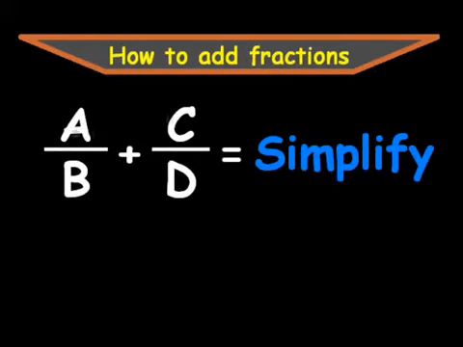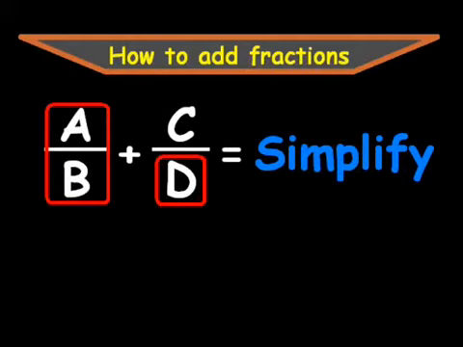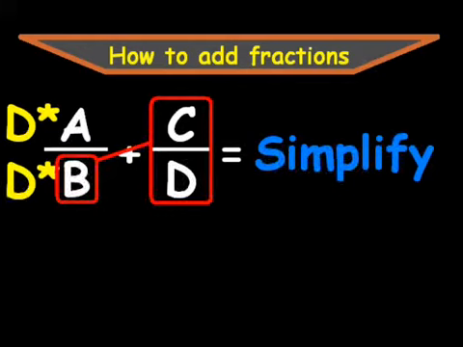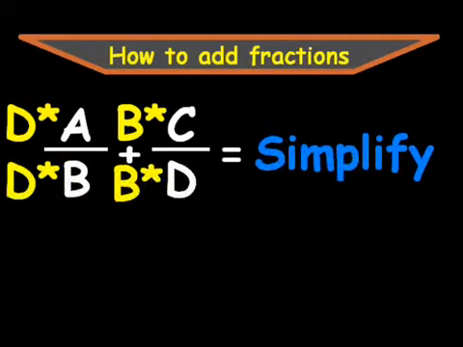By simplify, we look at the first fraction A/B, and we're going to multiply that by D over D. So we multiply both sides times D. Next, we take a look at the fraction C/D, and to simplify that, we are going to multiply both sides times B over B. So we get B times C and B times D.